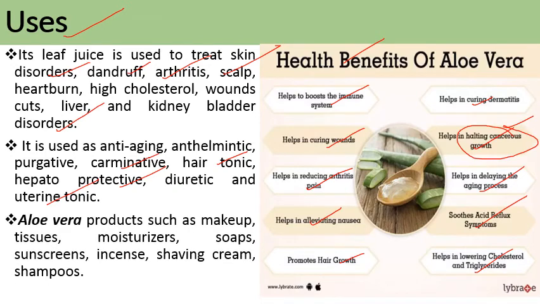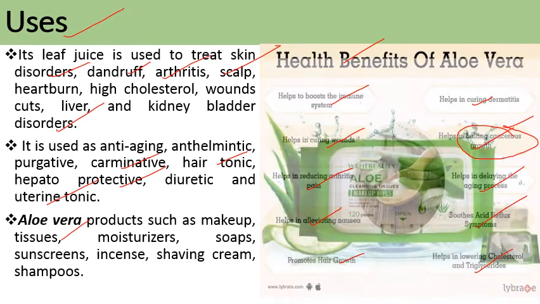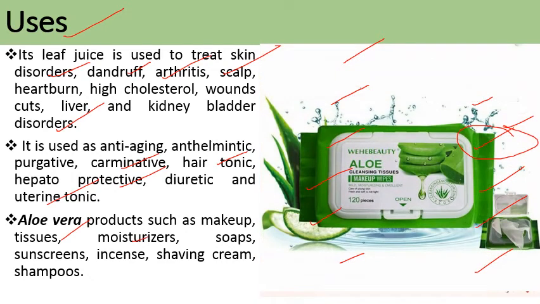Aloe vera products such as makeup tissue are also prepared by using aloe vera. Then we prepare certain moisturizers, soaps, sunscreens, incense, shaving creams, and shampoos from aloe vera. So this is all about it.